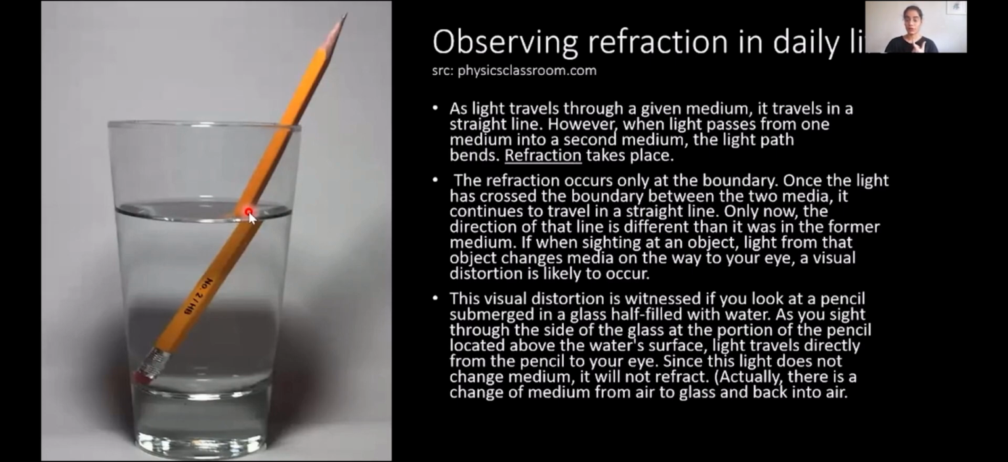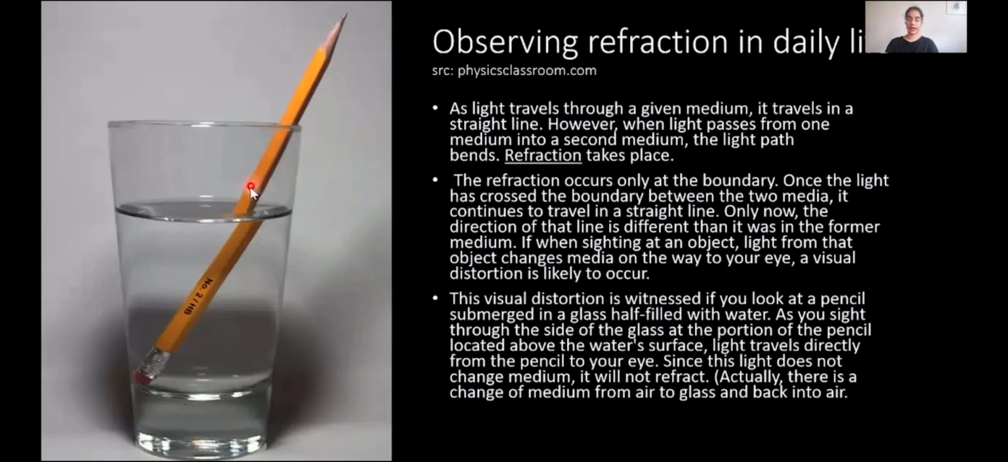The visual distortion actually occurs if you look at the pencil submerged in a glass half filled with water. As you see through the side profile of this glass, light travels directly from the pencil to your eye, and since this light does not change the medium, it will not refract.